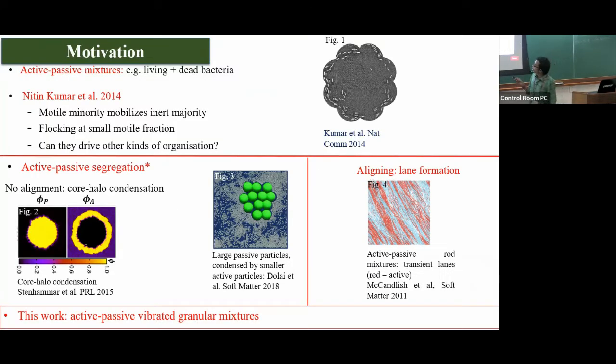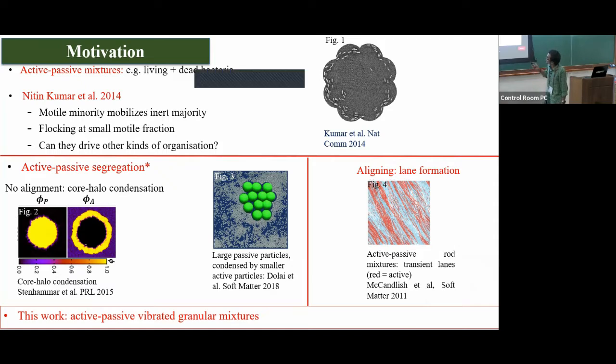The motivation behind doing these experiments and simulations is to study the active-passive mixture, for example, living and dead bacteria. Previously, Nitin has already shown that a motile minority can mobilize an inert majority.